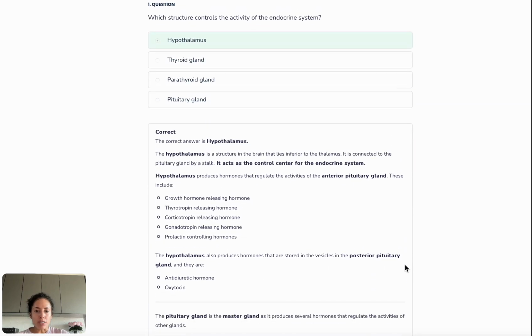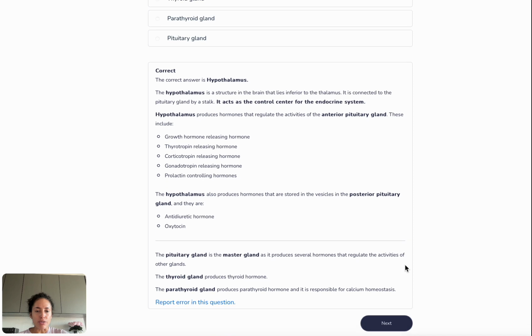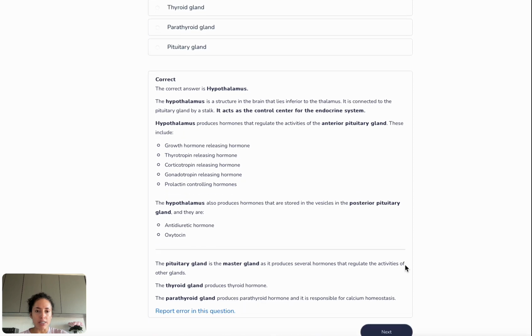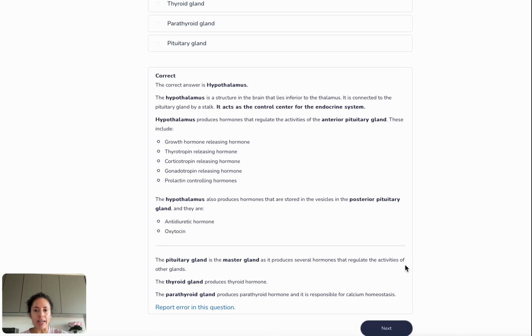The hypothalamus is a structure in the brain that lies inferior to the thalamus. It is connected to the pituitary gland by a stalk. It acts as the control center for the endocrine system. Hypothalamus produces hormones that regulate the activities of the anterior pituitary gland. These include growth hormone releasing.